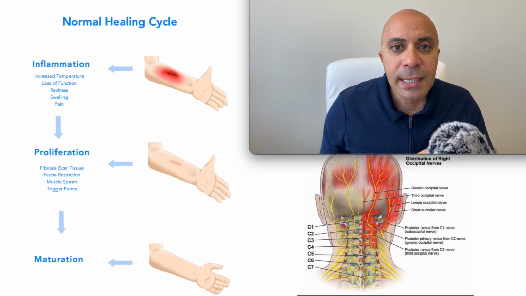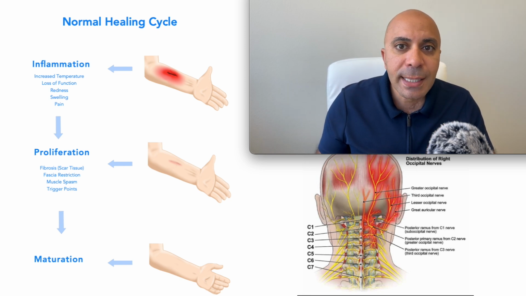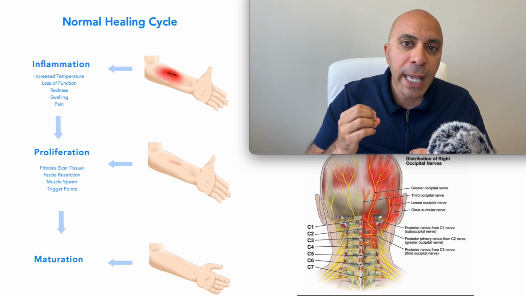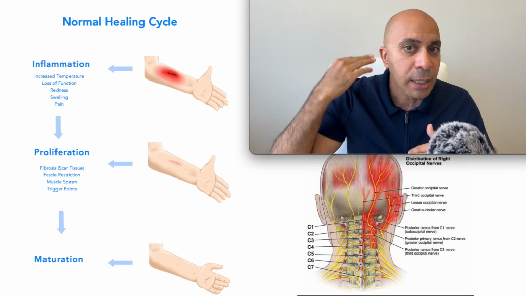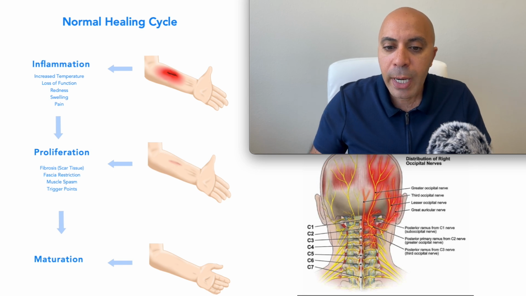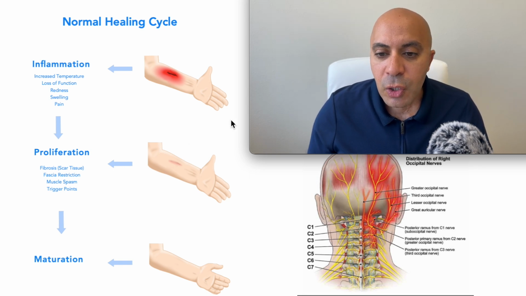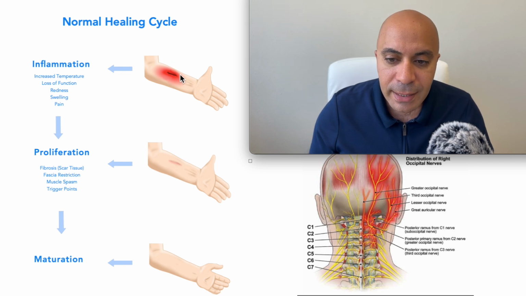I'm going to use an external paper cut for visualization to visualize what's going on internally, but the same process happens internally from accident, trauma, or any injury that occurs to the occipital area that causes occipital neuralgia pain or headache. So the first stage of healing is inflammation. As you see here in the first image, swelling, redness, and the blood starts to rush to that area.